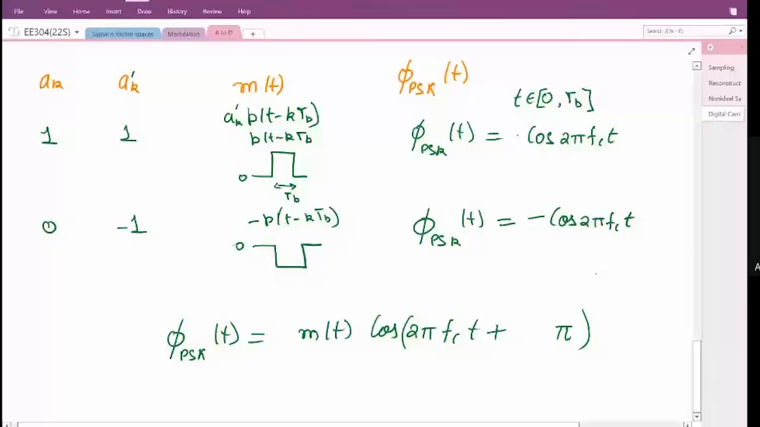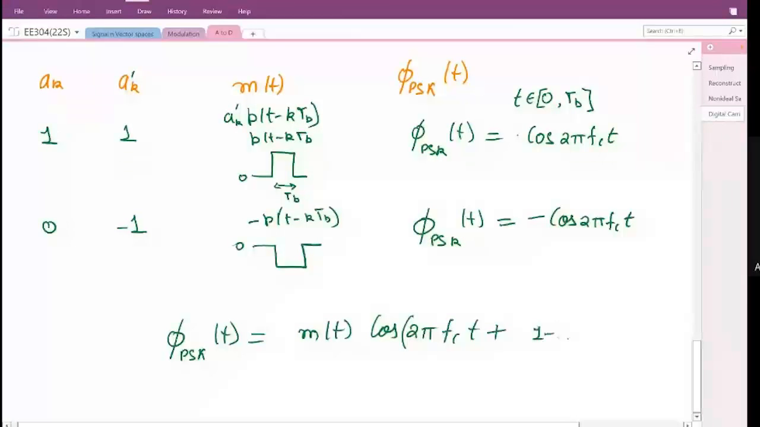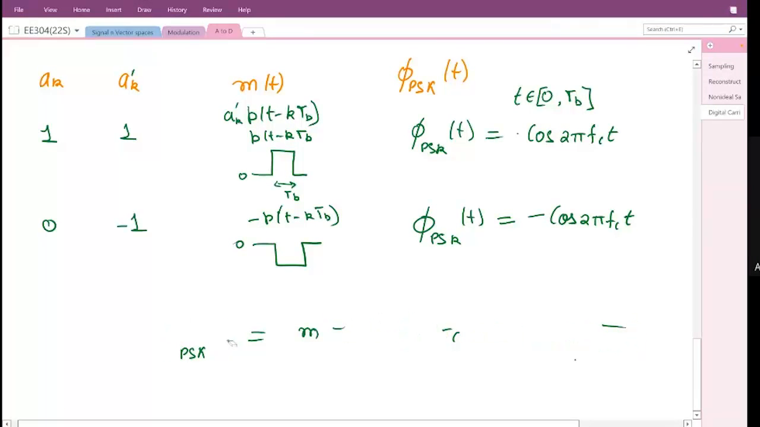So in that case, if I say 1 minus ak, 1 minus ak would do the trick. So I can say 1 minus ak times pi. Then would it make sense? When this is 1, there will be no phase change. And when this is 0, then there will be a phase change of pi. Yes, sir. Okay. So this is just the way of writing it.